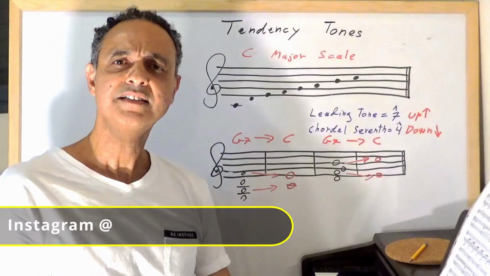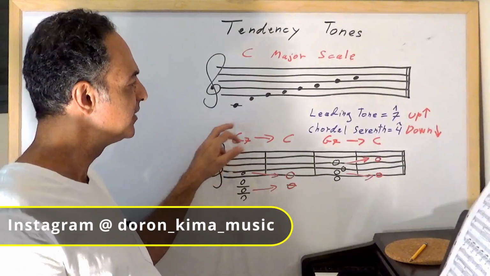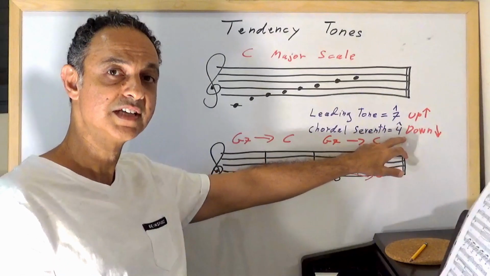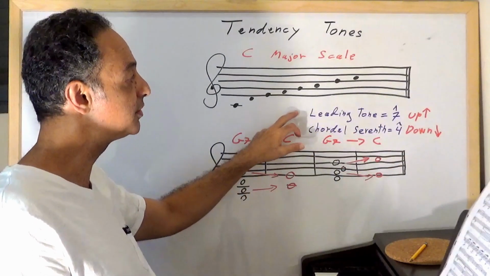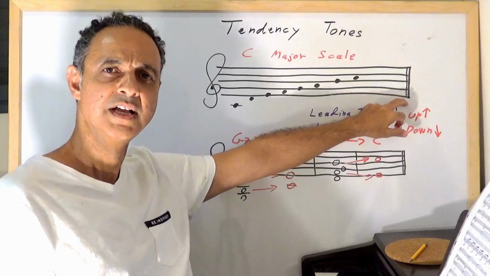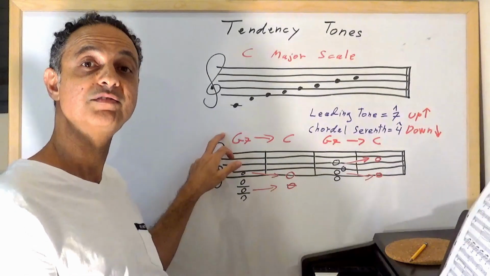So basically, it doesn't matter what inversion you use of G7, the chordal seventh will always resolve down by half step, and the leading tone will always resolve up by half step. So basically, the chordal seventh refers to the seventh of G7.